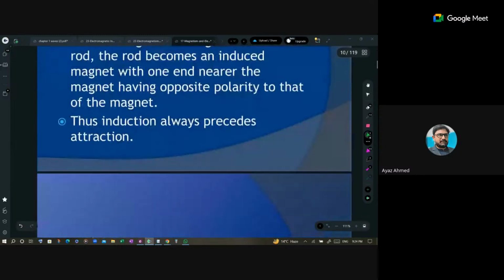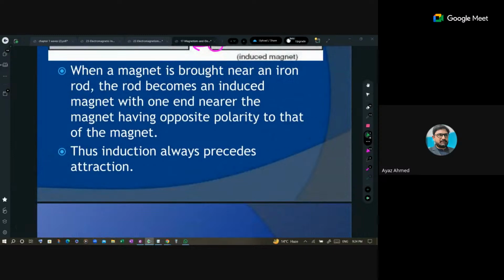So remember this thing, that when a magnet is brought near the iron rod, the rod becomes an induced magnet with the end nearer the magnet having opposite polarity to that of the magnet. Thus, induction always precedes attraction. This is a very important thing, that induction produces attraction.